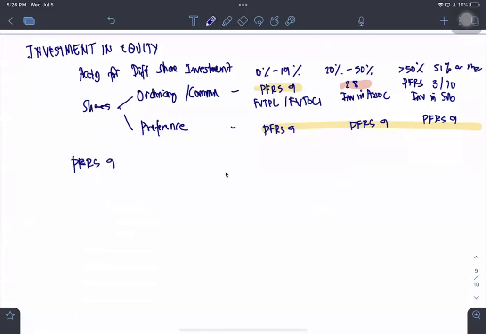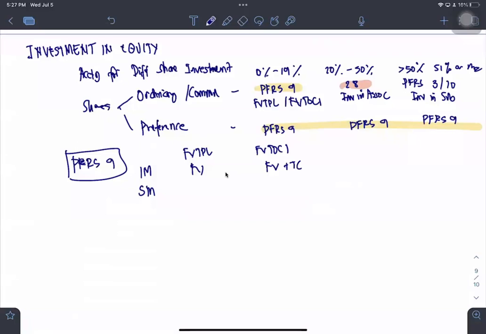Under PFRS 9, again, we need to determine our initial measurement and then our subsequent measurement. So we have here FVTPL and FVTOCI. Under FVTPL, our initial measurement is only fair value. FVTOCI is fair value plus transaction cost. Whatever we have learned before in debt as to initial measurement is still the same in investment in equity. Next, we have the subsequent measurement. FVTPL is still fair value. FVTOCI is still fair value.